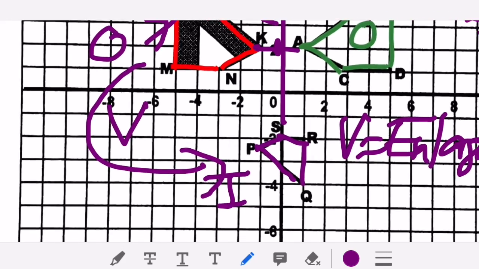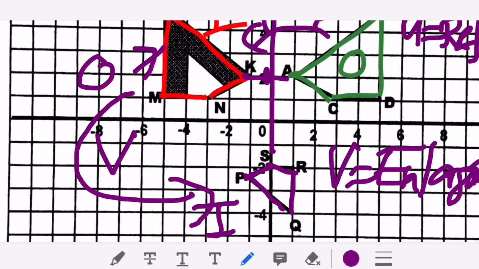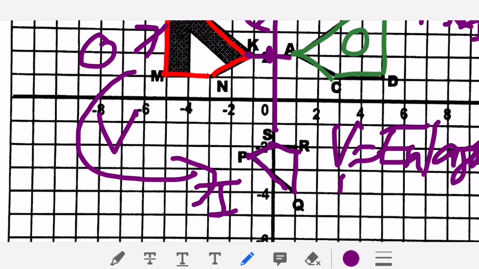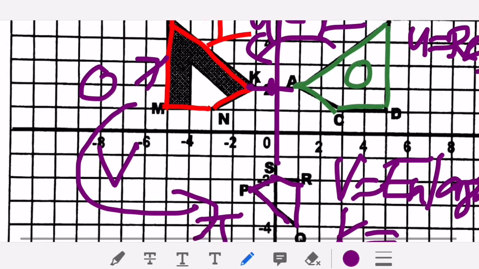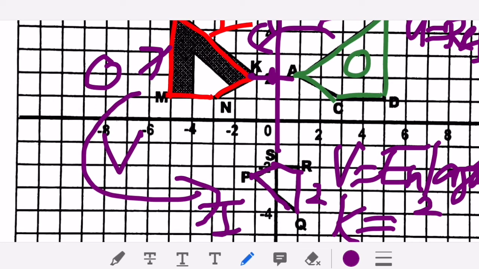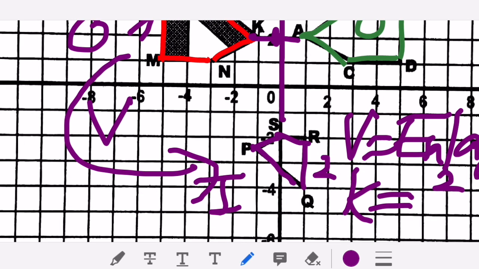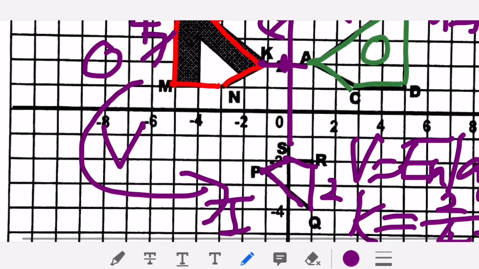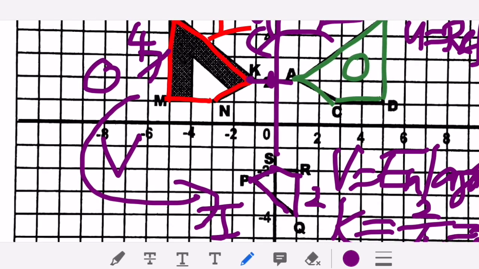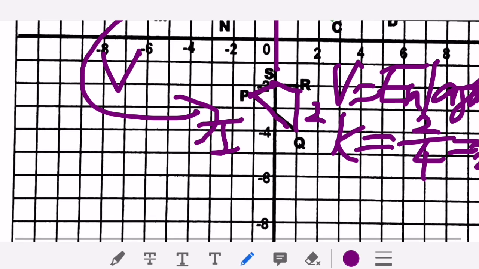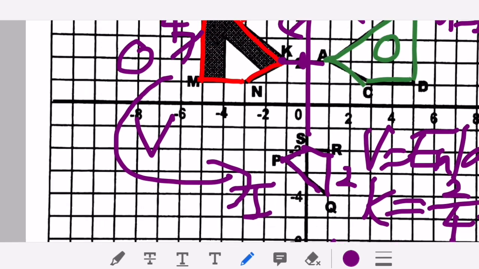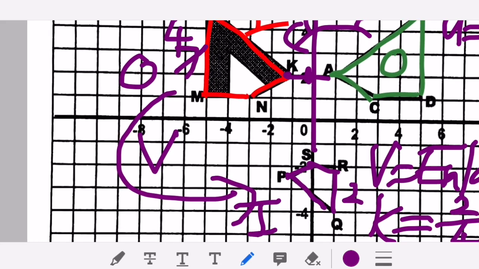So the scale factor we can choose: the image is here 2 over here 4, so 2 over 4, which is 1 over 2. But it's actually on the opposite side, one upward, one downward, so it should be negative. So the scale factor will be negative half, because the image becomes smaller.